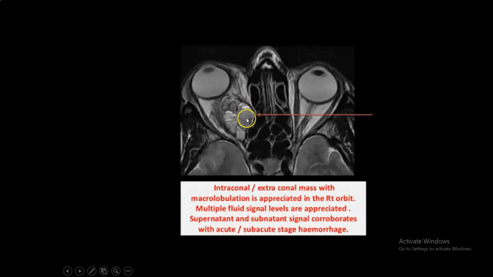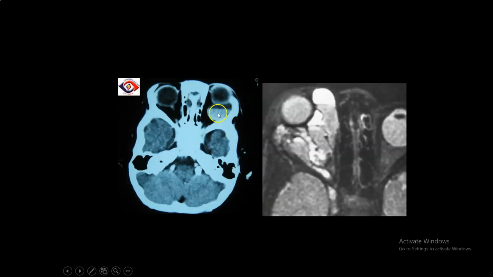Unlike the cavernous hemangioma or the cavernous venous angioma that bleeds on the surface, lymphangioma bleeds inside and causes a rapid increase in size due to bleeding. Look here, you can find a fluid level, blood inside the tumor, and here blood inside the tumor. So what is the treatment?